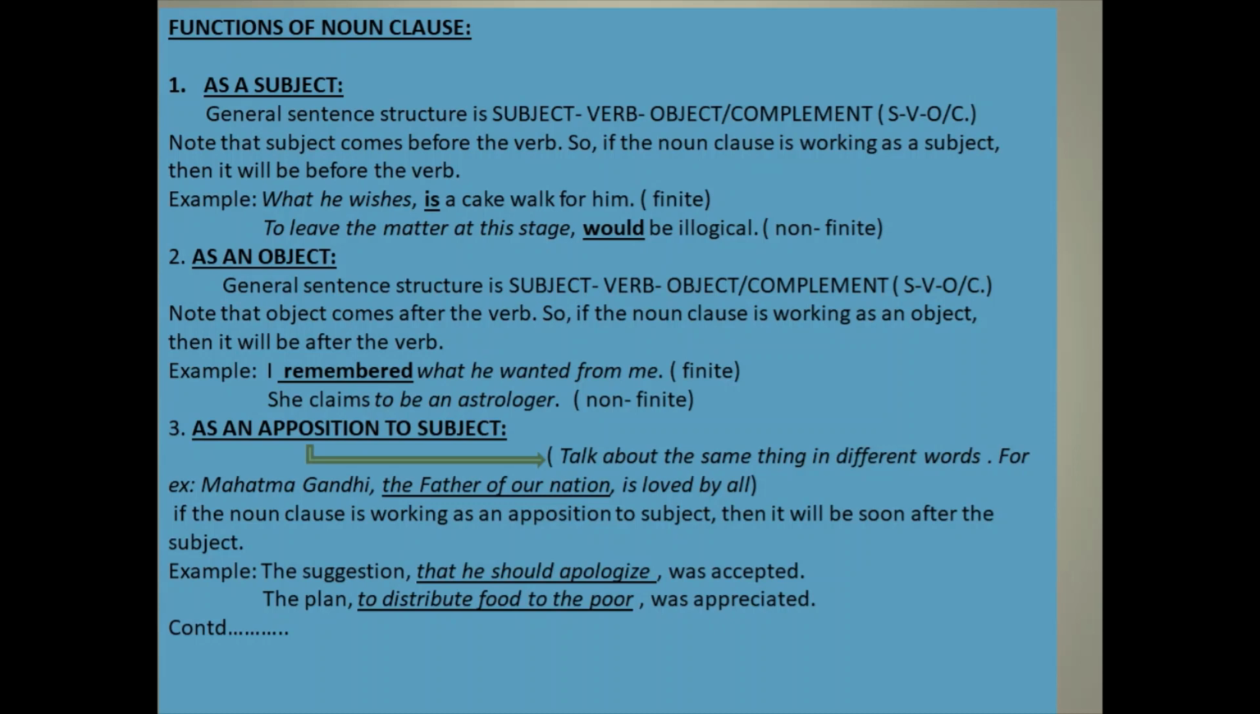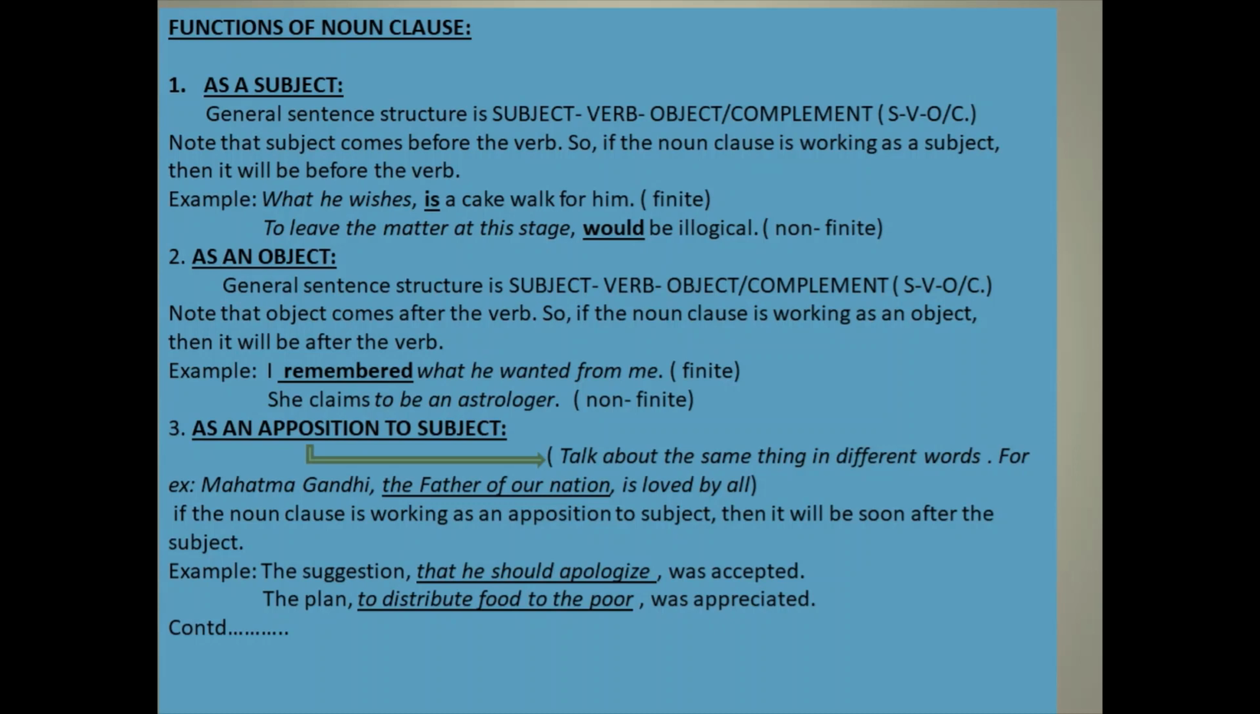Then it becomes the apposition to the subject. Now, if the noun clause is working as an apposition to the subject, then it will come soon after the subject. Subject, and what you want to say about that subject. Something more about the subject, that would be your noun clause.